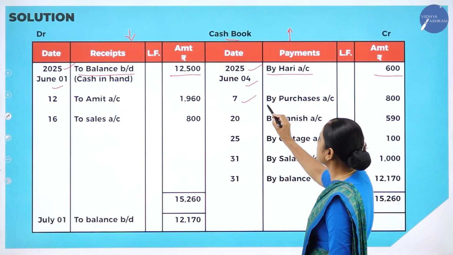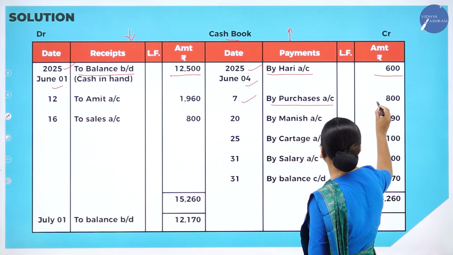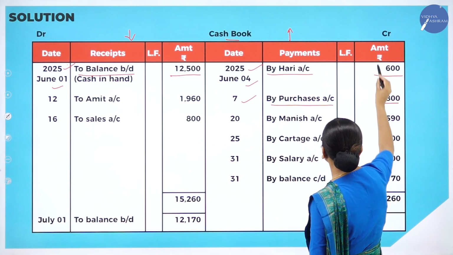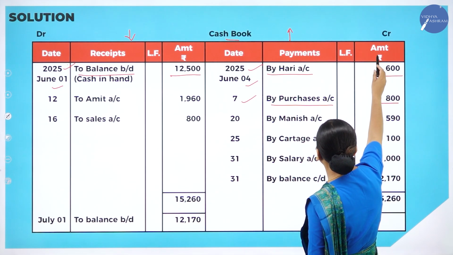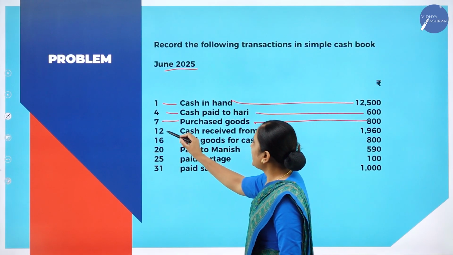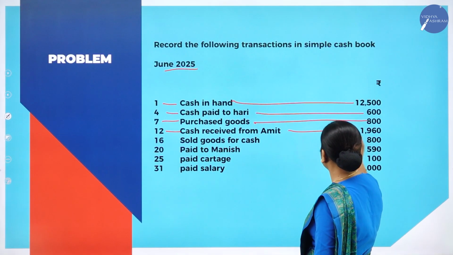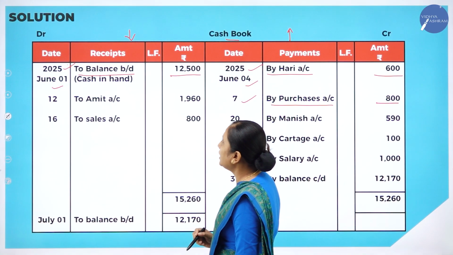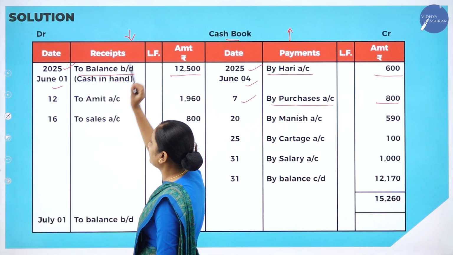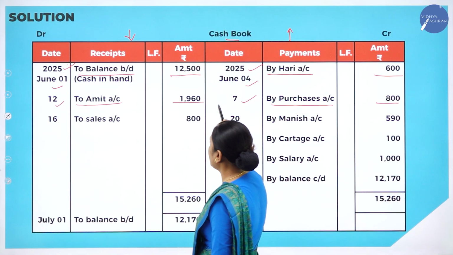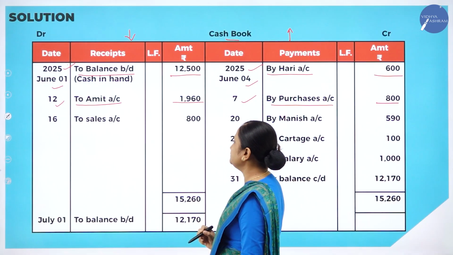Date in the date column, 7. By purchases account, how much money are we paying towards purchases? 800 rupees, so 800 rupees should be written in the amount column. Next, cash received from Amit. Cash received from Amit means what? Cash is coming into the business. There is an inflow of cash. So on the 12th, to Amit account, 1,960 in the amount column.